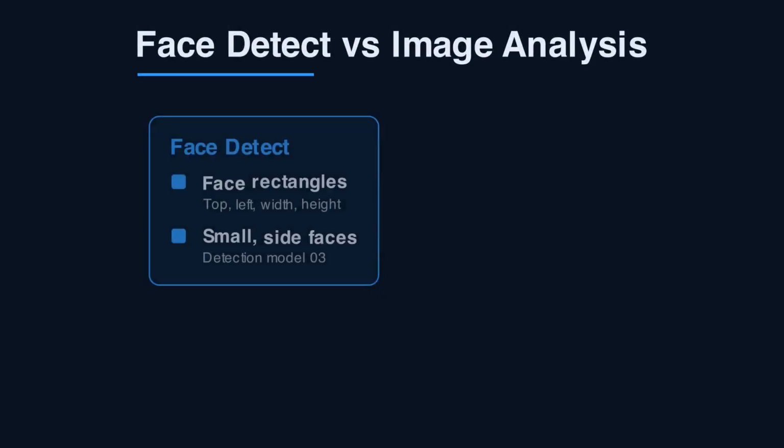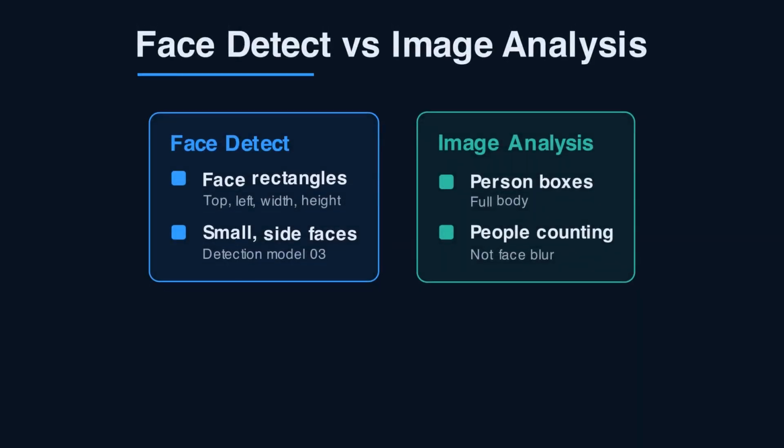Both live under the Azure AI Vision umbrella, but solve different problems. Face Detect returns a face rectangle with top, left, width, and height. It catches small and side-facing faces with Detection Model 3.